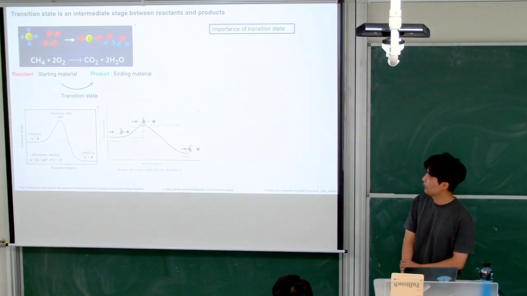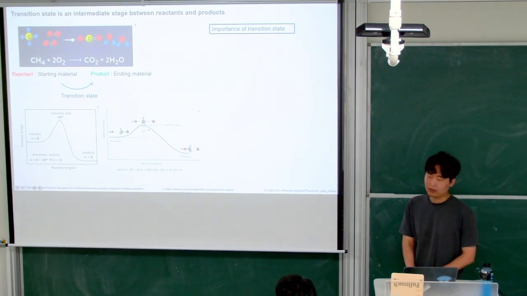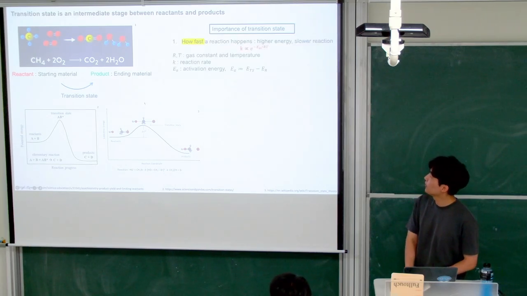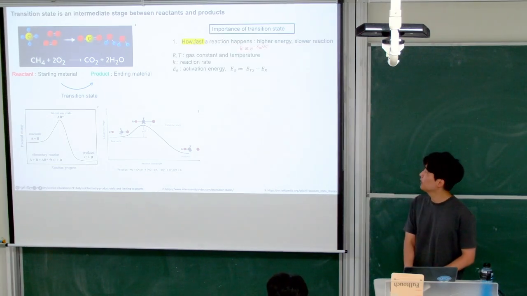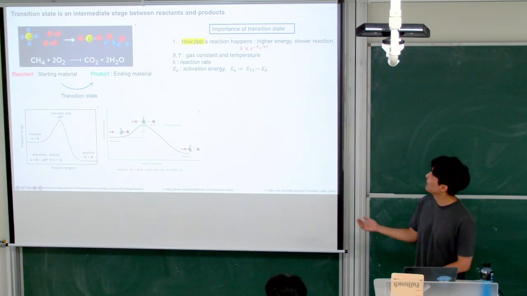Why is it important? If you draw a picture of energy, you can see that in between the reactant and the product, suddenly there is an increase of energy. And this is where the transition state is located. And why is it important? There are two reasons. Actually, the transition state tells us how fast a reaction is happening.